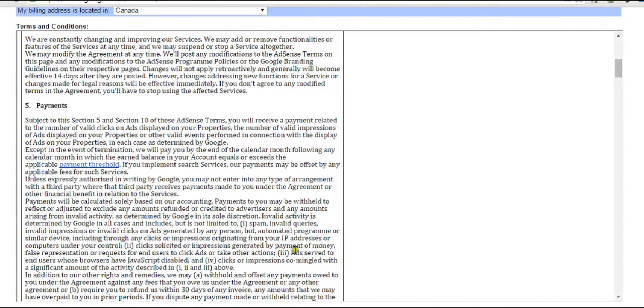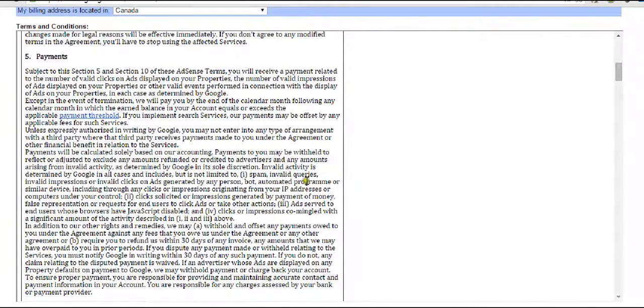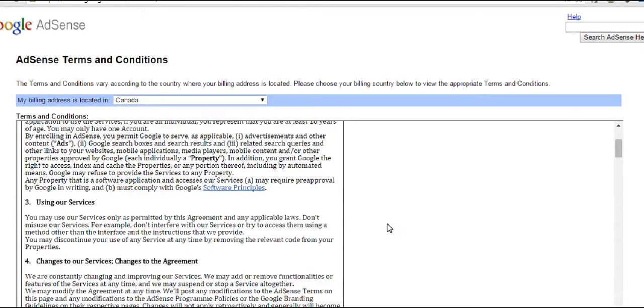Clicks or impressions commingled with a significant amount of the activity. So even if you have real clicks and you're mixing them in with some of these, then that could be a problem. They're basically saying that some of those will be considered invalid clicks, but it also means that's a reason your account could be terminated as well. So those are the basic things that you have to consider.